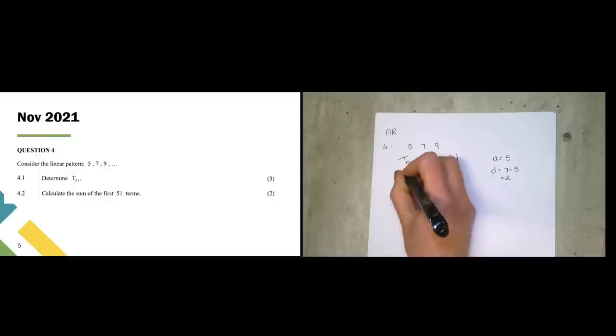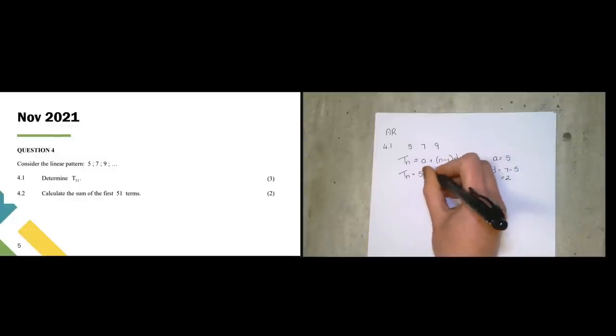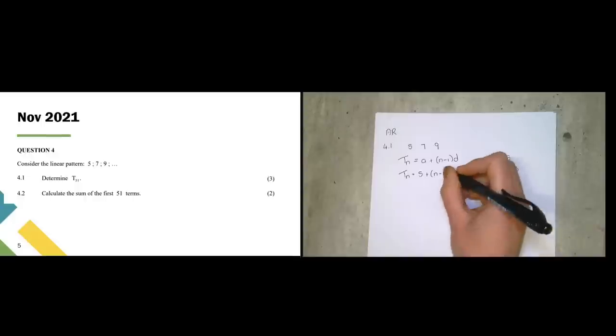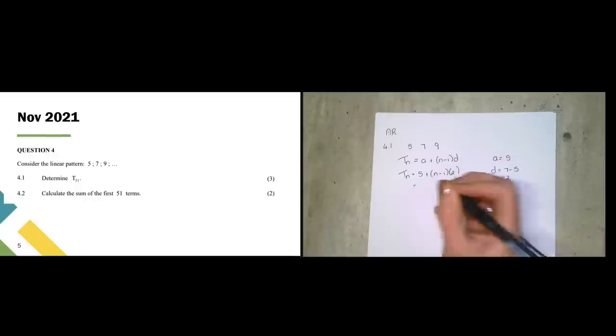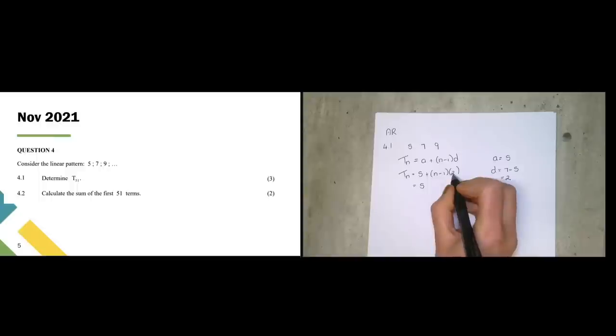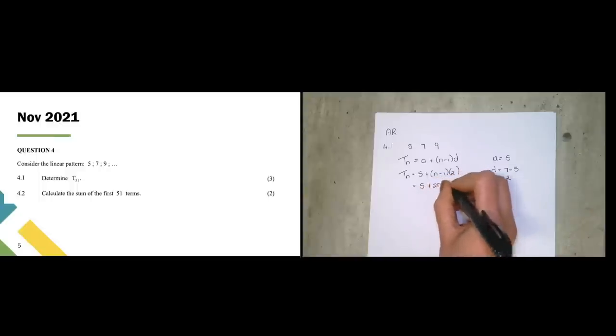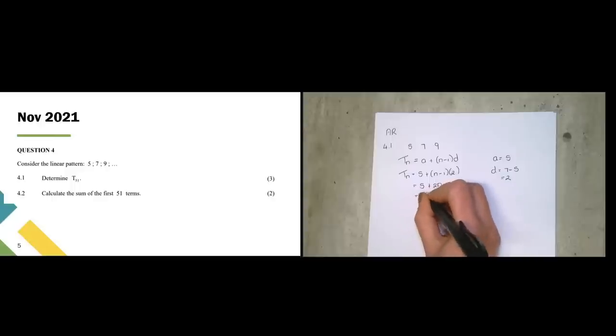So let's go work out the term formula first. Tn equals A is 5 plus n minus 1 times, remember when you substitute in D to do it in a bracket, and now I can solve by multiplying out the bracket. So it's 5, remember you've got to multiply the 2 with the n and the negative 1, plus 2n minus 2. If I add up my like terms, it's 2n plus 3.